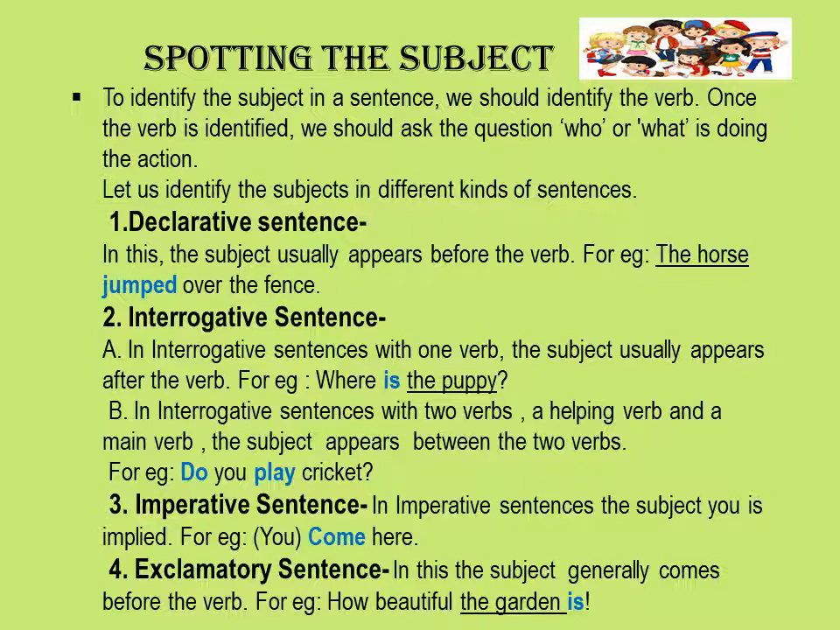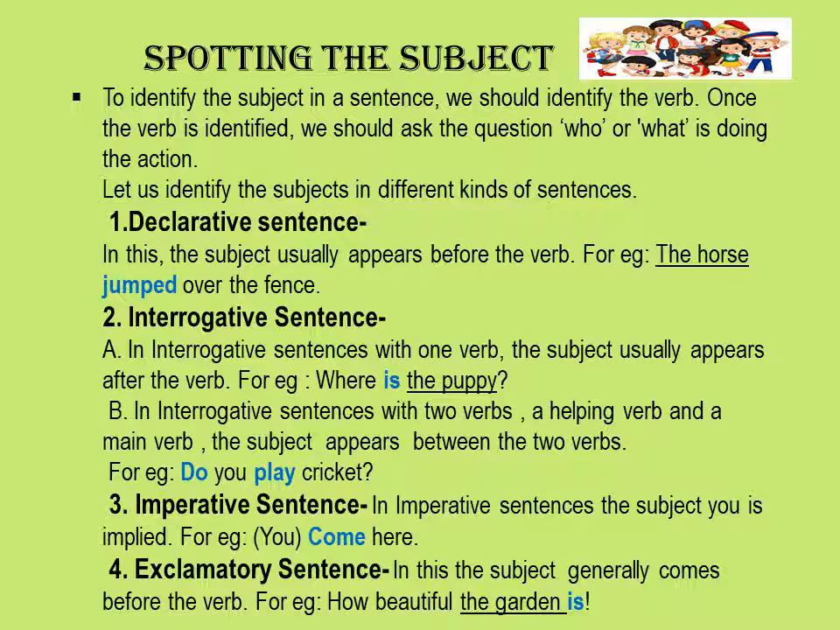Interrogative sentence. In interrogative sentences with one verb, the subject usually appears after the verb. For example, where is the puppy? Now in this interrogative sentence, where is the puppy? Is is your helping verb. Yes, is, was, were, has, have, are, am, all these are your helping verbs. And if they are in the question form before the subject, then it is an interrogative sentence. Like where is the puppy? Is is your helping verb. Your verb is present. After the verb, what is there? The puppy. So the puppy is the subject.